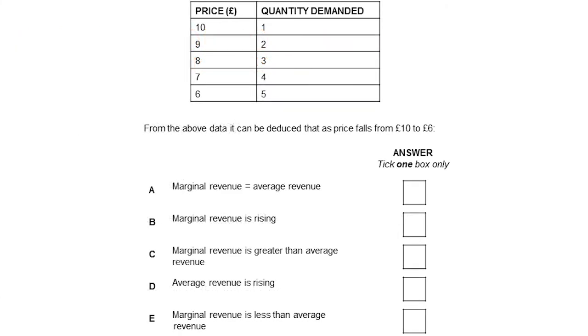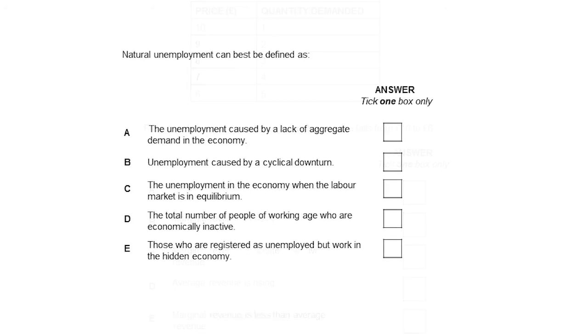This is an example of a typical multiple choice question, testing microeconomic theory. The answer is E, because the marginal revenue falls at twice the rate of the average revenue. This is a typical example of a macroeconomics multiple choice question. The answer is C.